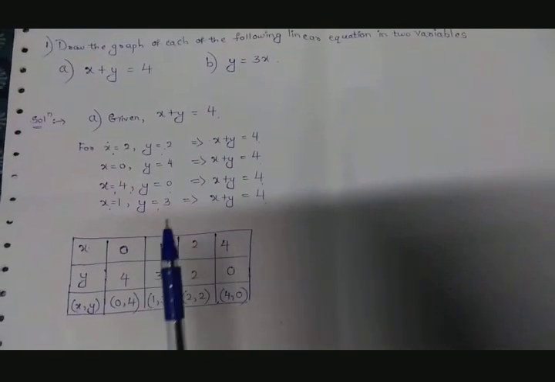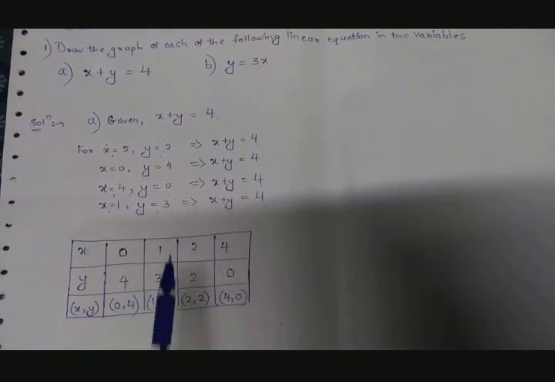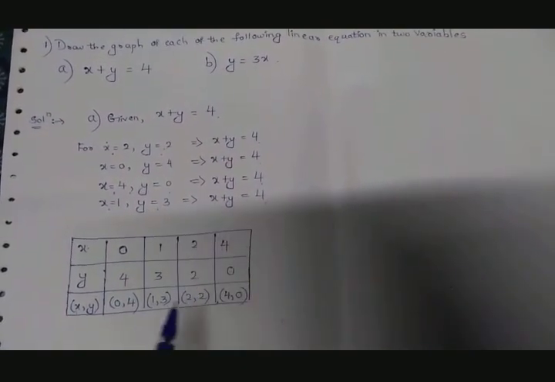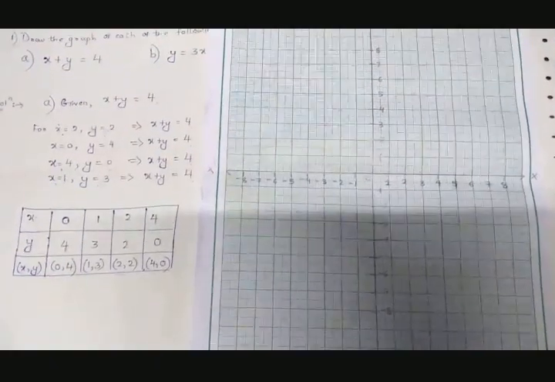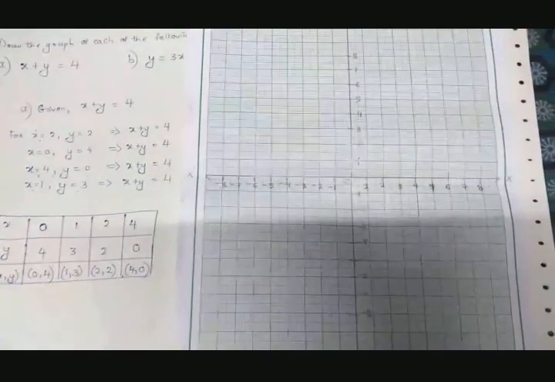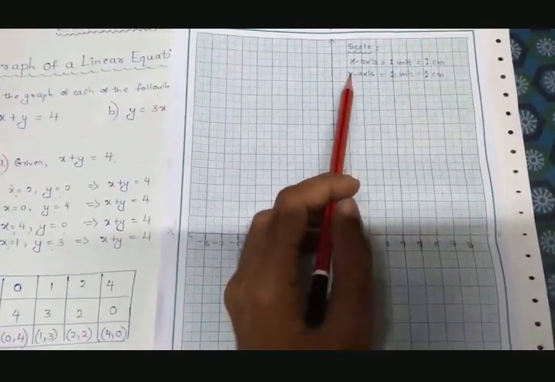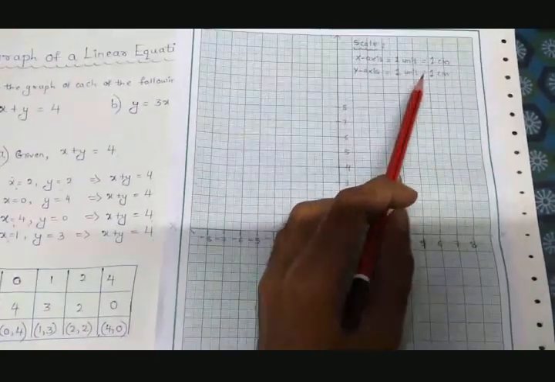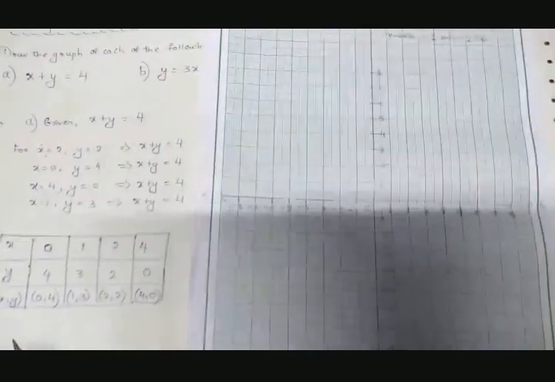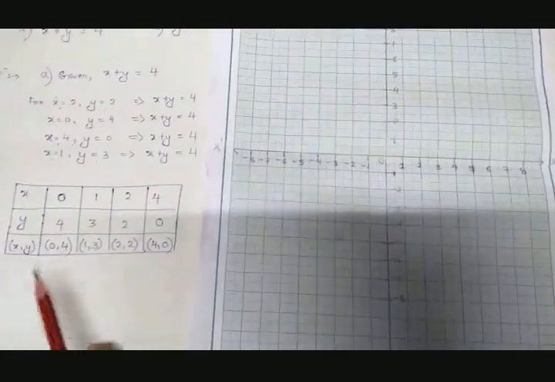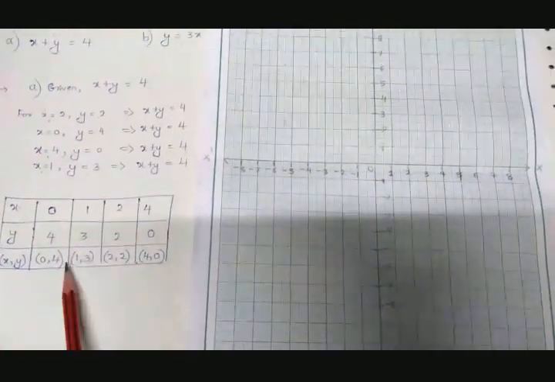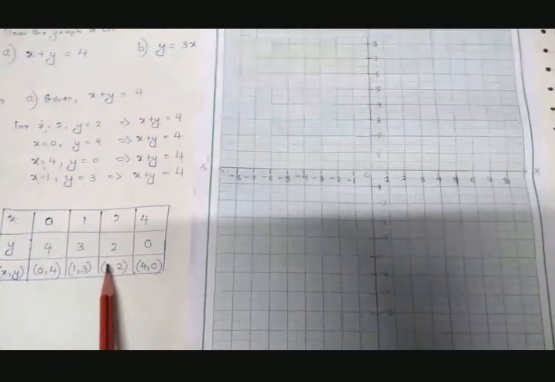Now we shall plot the graph of the linear equation in two variables, that is x + y = 4, using these coordinates. So now I have taken a graph and plotted the x and y axes, and also I have written the scale, that is x-axis 1 unit equals 1 centimeter and y-axis 1 unit equals 1 centimeter. Now I will be plotting the points which are the solutions of the given linear equation in two variables.